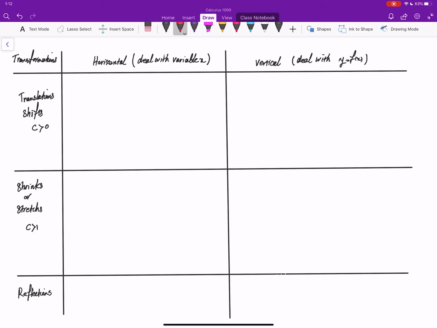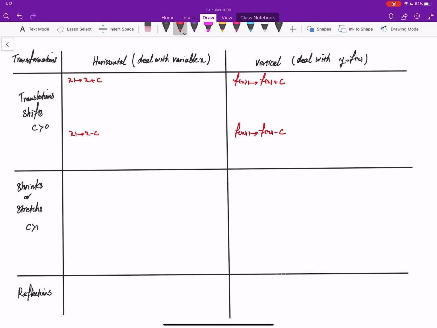How do these translations happen? If we switch all x's to x plus c or x minus c, that will give us the translations. Anytime you add a constant or subtract a constant from x or f of x, that's the translation. So f of x plus c, f of x minus c. Adding or subtracting a constant is translation.